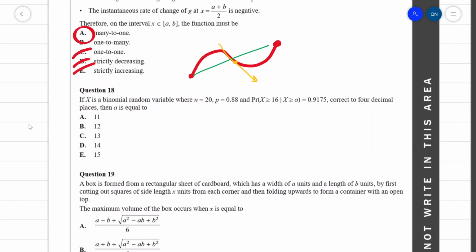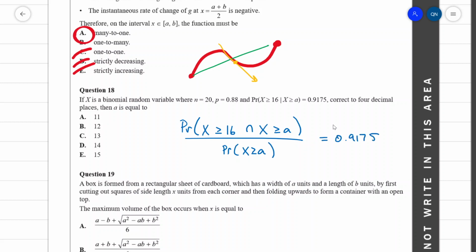Okay, question 18. X is binomial with n equals 20, p equals 0.88. And we want to find this probability here. We want this probability to be 0.9175. You could write out conditional probability here: the probability that X is greater than or equal to 16, intersect X is greater than or equal to a, divided by the probability that X is greater than or equal to a. And we want this to be equal to 0.9175, and we want to find the value of a for which this occurs.